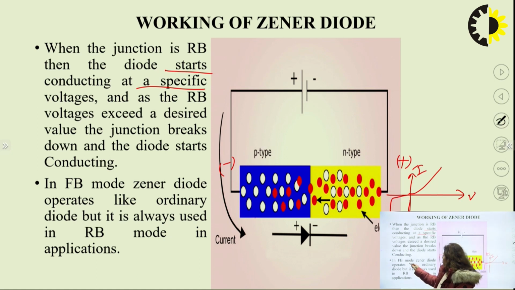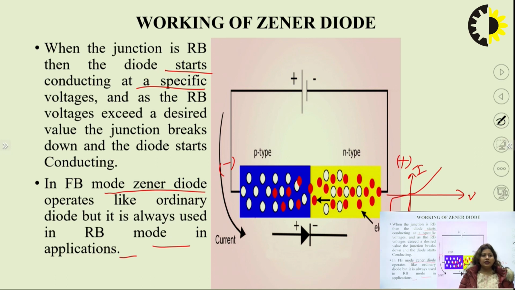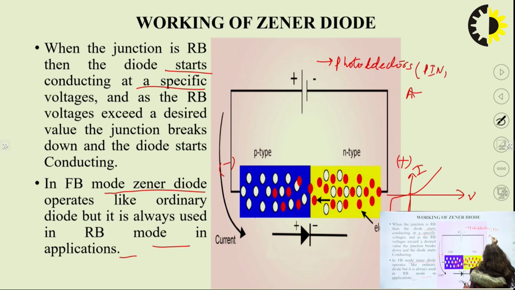In the forward biased mode, the Zener diode operates like an ordinary diode, but it is always used in reverse bias mode in various applications, as I have discussed. These applications are as a voltage regulator, or somewhere in industrial applications wherever we require a reverse bias condition, for example for photodetectors. For photodetectors we can use our Zener diodes or a particular type of diode like pin or avalanche diodes.